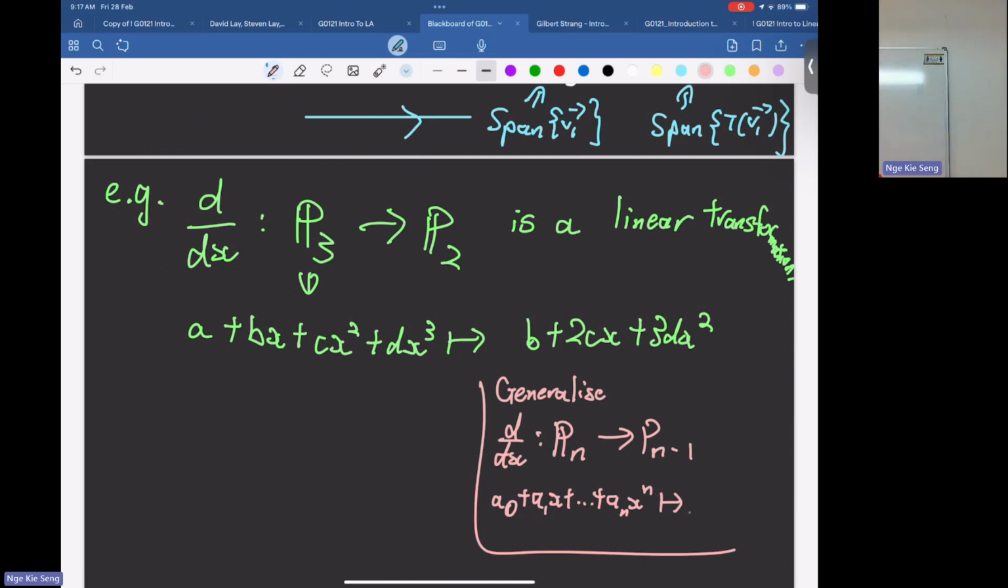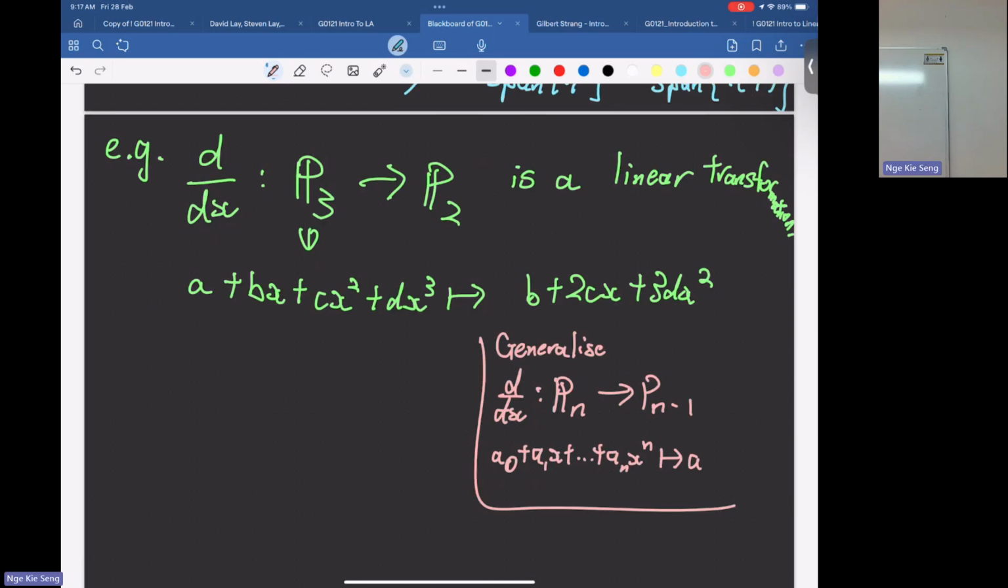So this element gets sent to a1 plus 2 times a2x, up to n times an x to the n minus 1. You might want to ask, where does the constant go? We just send it to 0. So this D will send the constant to 0.